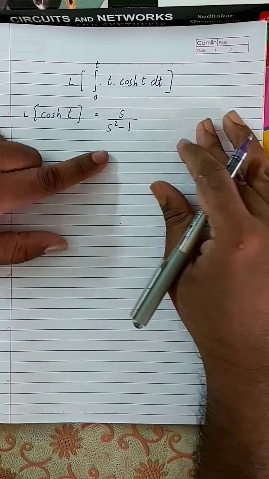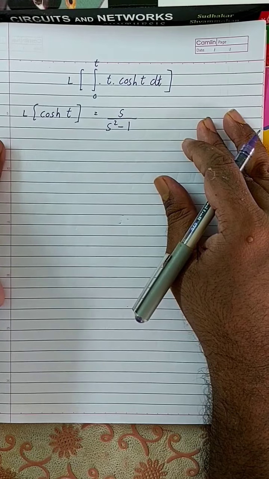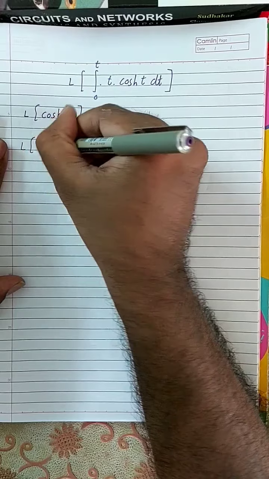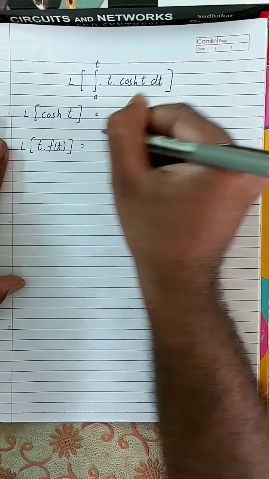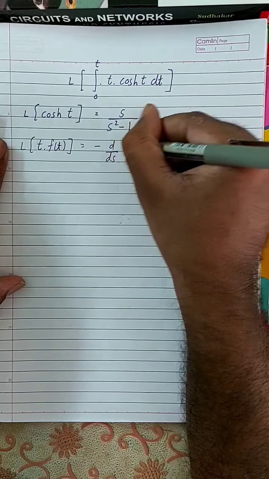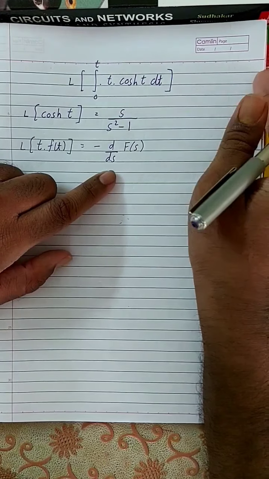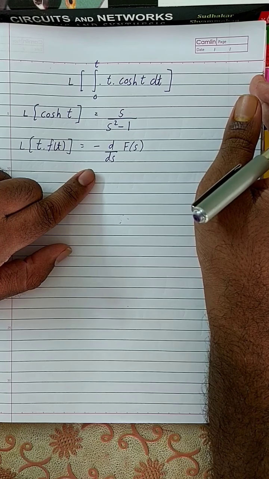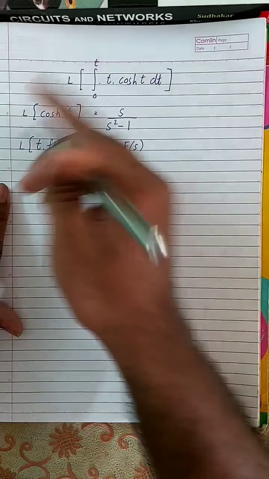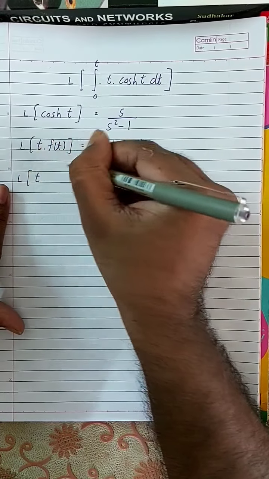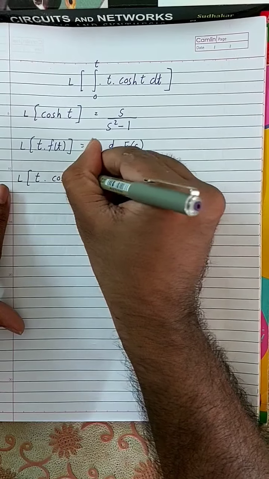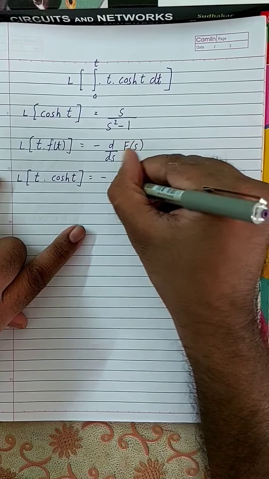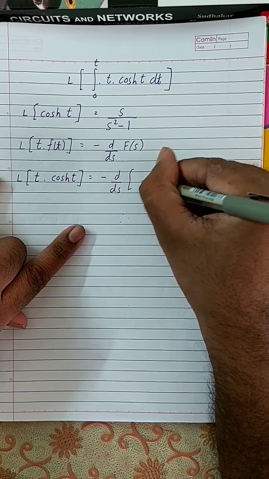Right? This is the Laplace transform of cosh t. So if the Laplace transform of cosh t is this one, then we know that the Laplace transform of t into f of t is equal to minus d by ds of F of s. This is called the multiplication by t property or frequency differentiation theorem. So here the Laplace transform of t cosh t is equal to, simply differentiate this, that is minus d by ds of s by s square minus 1.